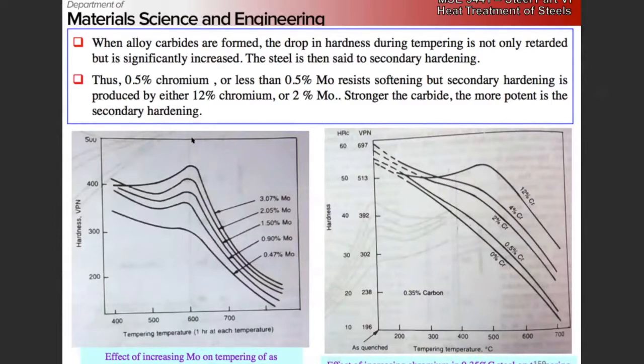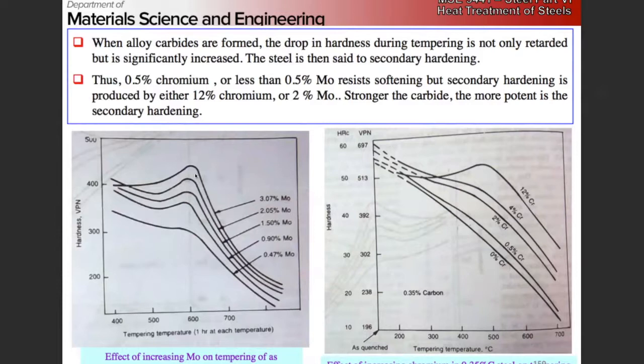So one of the biggest things we have to worry about is this secondary hardening that I had just mentioned. When you have strong carbide formers in there, they're going to nucleate a very fine dispersion of strengthening secondary phase carbide particles, right? And on tempering, you get a reduction and then an increase in hardness, right?